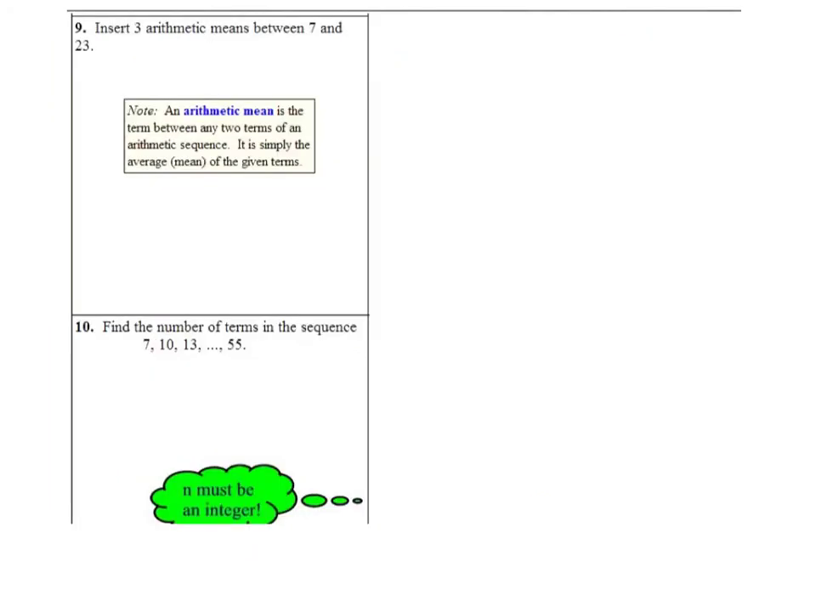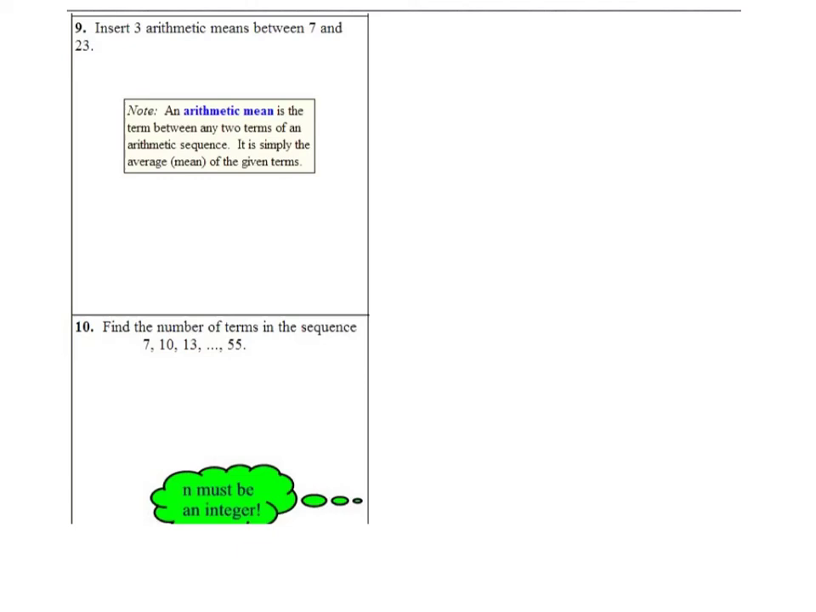You might run across a problem that looks like this. Insert 3 arithmetic means between 7 and 23. And I put the note here. An arithmetic mean is the term between any two terms of an arithmetic sequence. It is simply the average or the mean of the given terms.